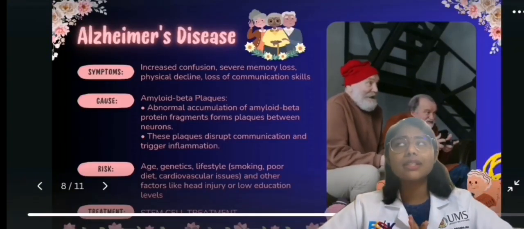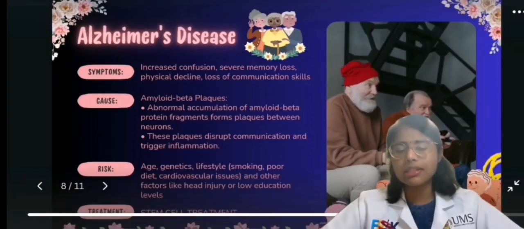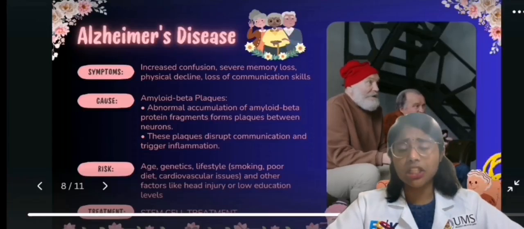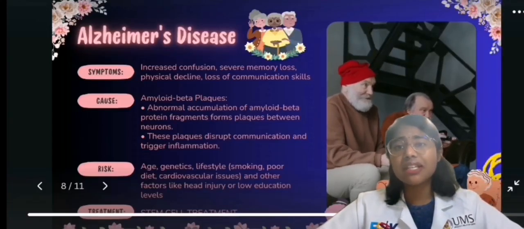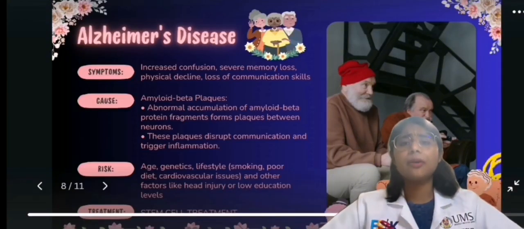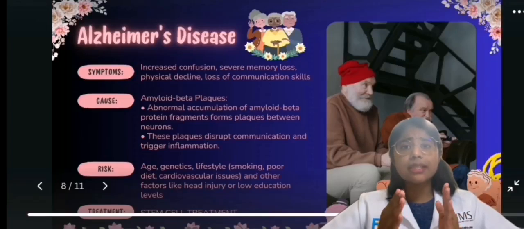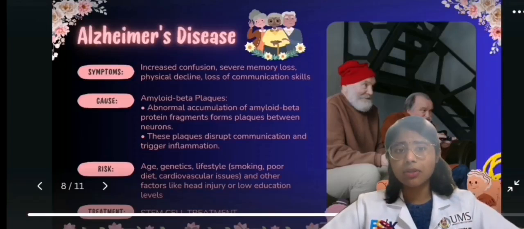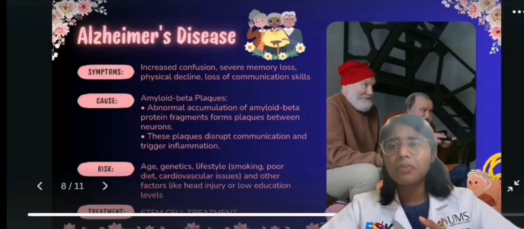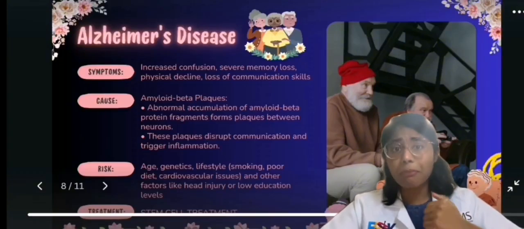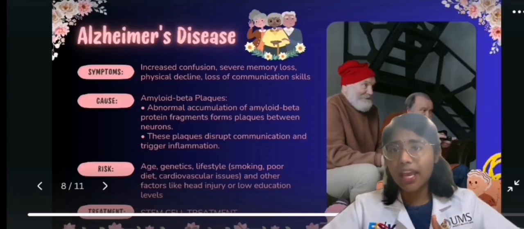I would like to focus mainly on Alzheimer's disease, in particular because it is a very severe form of neurodegenerative disease, which is closely related to the brain. So let's look at the symptoms, causes, risks, and treatments of Alzheimer's. Alzheimer's disease is a progressive brain disorder that disrupts memory, thinking, and behavior.